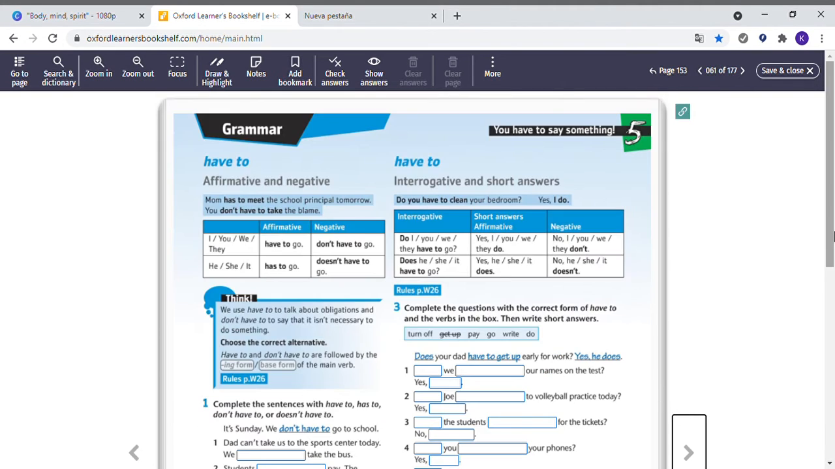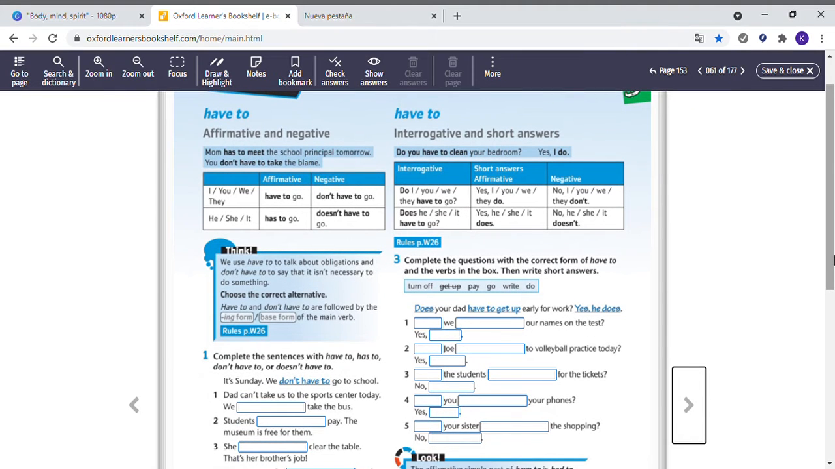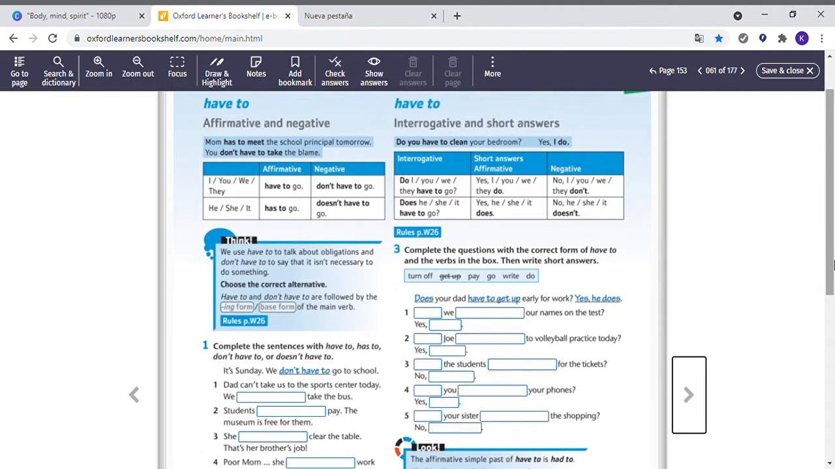So now we are here with grammar. Please, this is very, very important, right? We have to. And as I explained to you in classes, we're going to use have to talk about some things that we need to do. They are like obligations, maybe. So we're going to use have to, okay? For example, here we have the affirmative and negative sentences. We're going to start with this, okay?